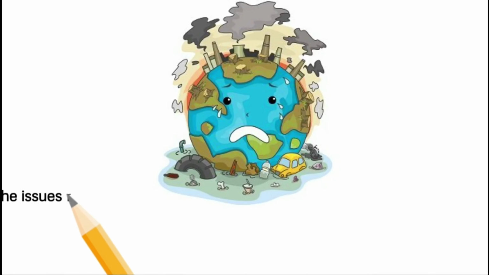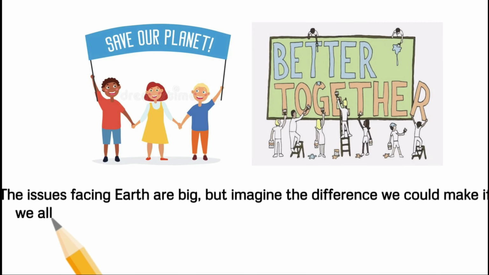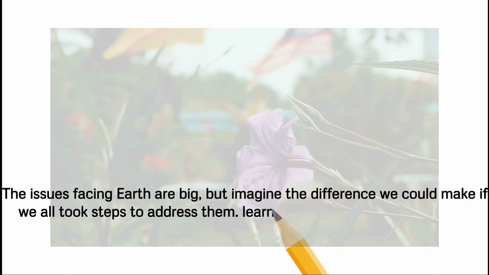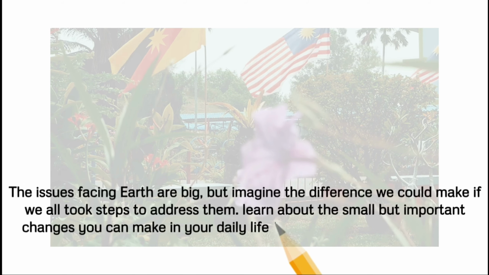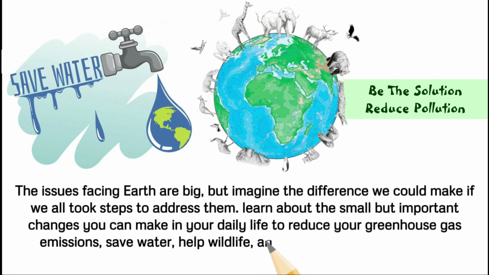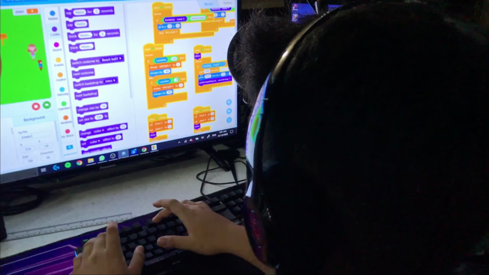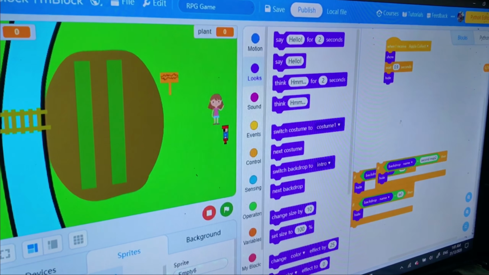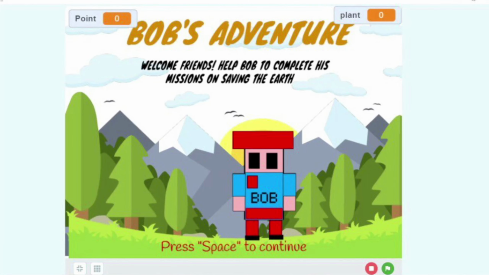The issues facing Earth are big, but imagine the difference we could make if we all took steps to address them. Learn about the small but important changes you can make in your daily life to reduce your greenhouse gas emissions, save water, help wildlife, and limit pollution. Therefore, in order to create awareness among younger generations, we came up with an environmental themed interactive game called Pop's Adventure.